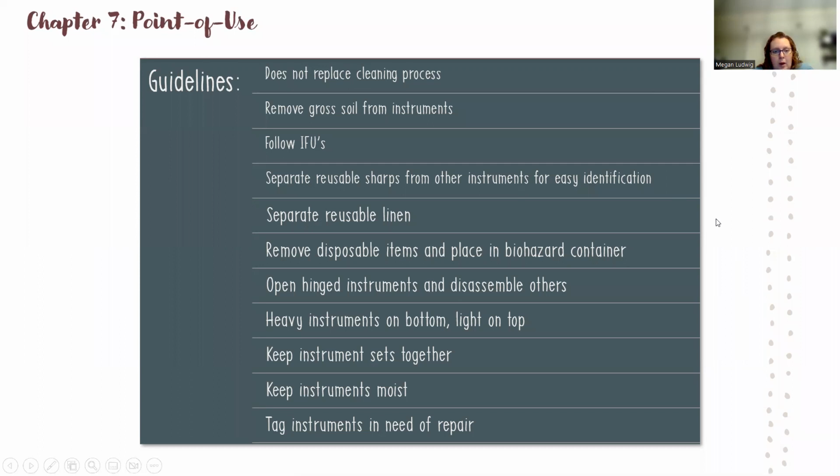You would separate out reusable linens. Those can go in a separate bin to go to laundry. Remove disposable items and place them in a biohazard container. Those sometimes are things that come from the manufacturer that are pre-processed, pre-sterilized. They don't necessarily need to go to sterilization. They can just be disposed of properly.